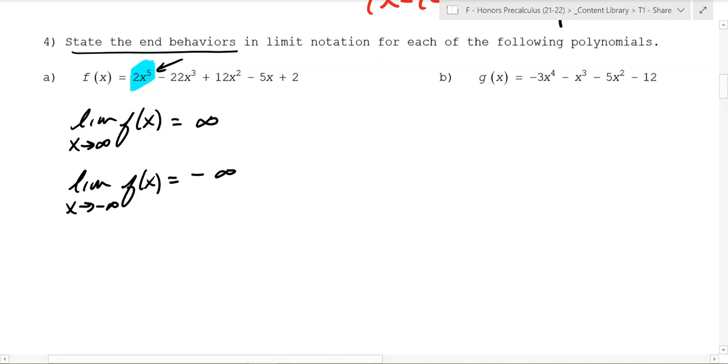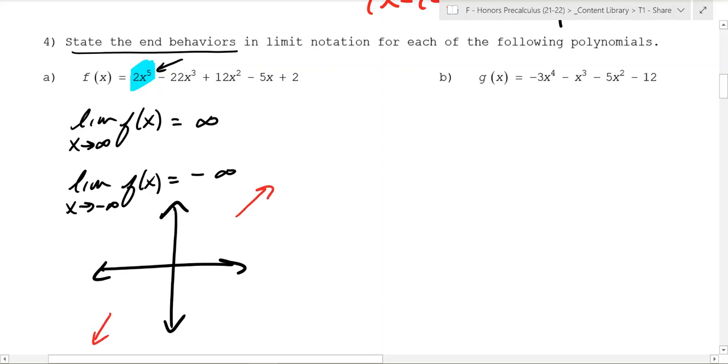So what that tells you is on the graph of this function, whatever it is, you know that as x goes to infinity, it's going to go up, and as x goes to negative infinity, it's going to go down.